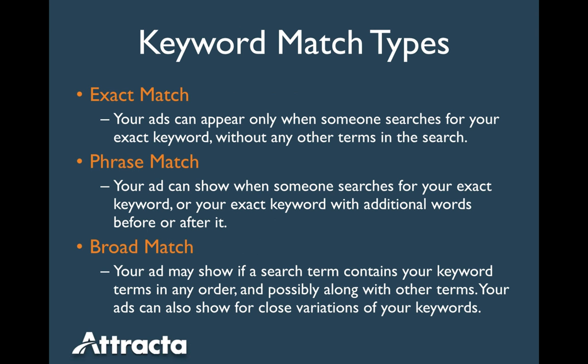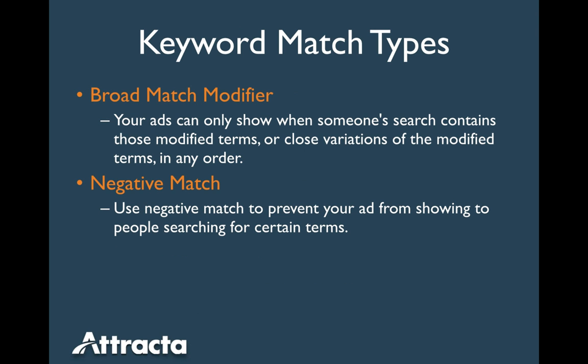Broad match keywords. This is your ad could show if a search term contains your keyword terms in any order and possibly along with other terms. Your ads will also show for close variations or synonyms of your keywords. Broad match modifier. This is another type. Your ads can only show when somebody's search contains those modified terms or close variations of those modified terms in any order. Unlike broad match keywords, modified broad match keywords won't show your ad for synonyms or related searches. This can add more control to your campaign and allows you to increase ad relevancy.